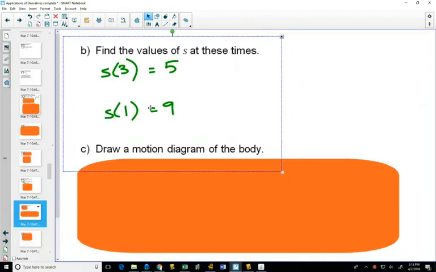Did you plug it into the derivative? I don't think so. Oh yeah, you just do it wrong. I guess so. It works.